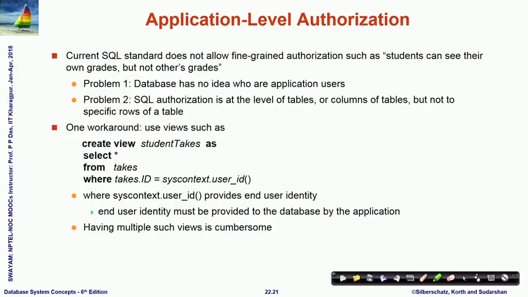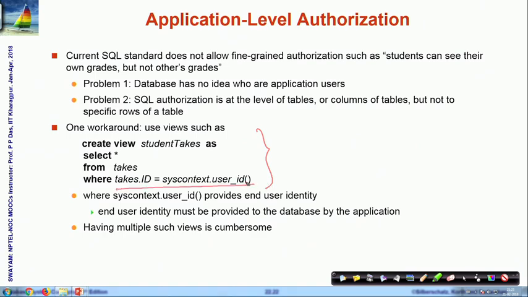Now, two issues are, one is the database cannot provide this as a part of access control, because database has no idea about who the application users are. And the second, if you recall the way we talked about authorization in SQL, that is in terms of tables or columns of the tables, but SQL has no mechanism to create authorization for rows of the table. So, this will have to be handled at the application layer. So, this is where you are.